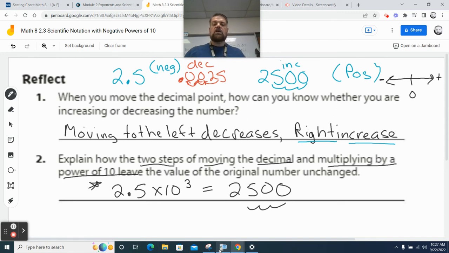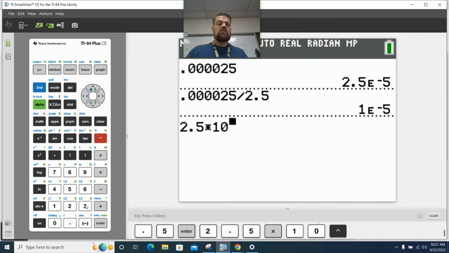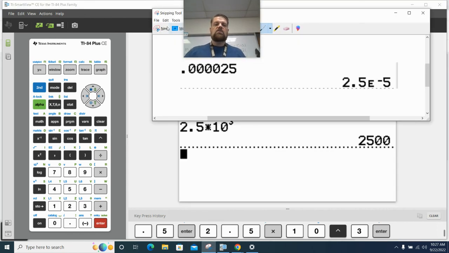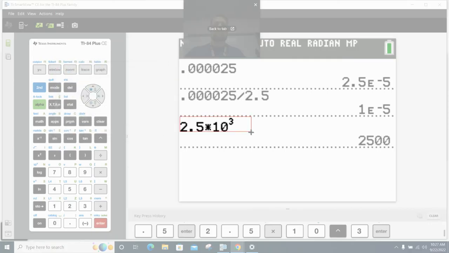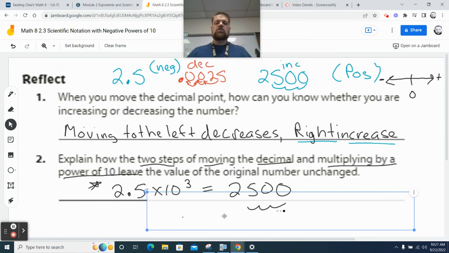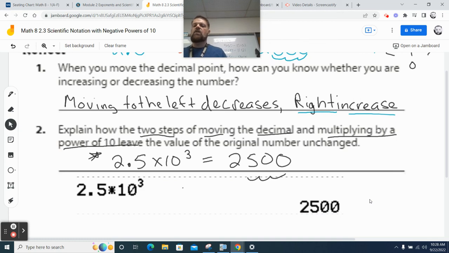Okay, so go ahead and turn on your calculators. 2.5 times 10 raised to the third power. This shows that they're the same because 10 to the third power is 1,000. So what they want you to understand is that scientific notation represents another number. All right. So your scientific notation, this notation here, represents this number here always. And it's not 2.5 by itself. It's 2.5 times 10 to the third power. Okay. And that always equals 2,500.